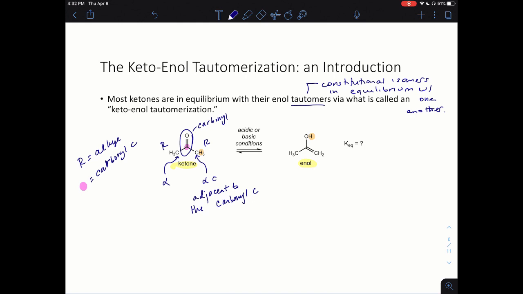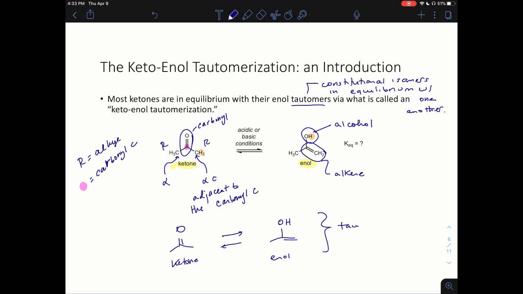Excellent. So where does the name enol come from? Well, ene, that would be the alkene. And ol, well, that's the alcohol. Okay, so we have a ketone in equilibrium with its tautomer, the enol. And these are called tautomers because they are constitutional isomers.